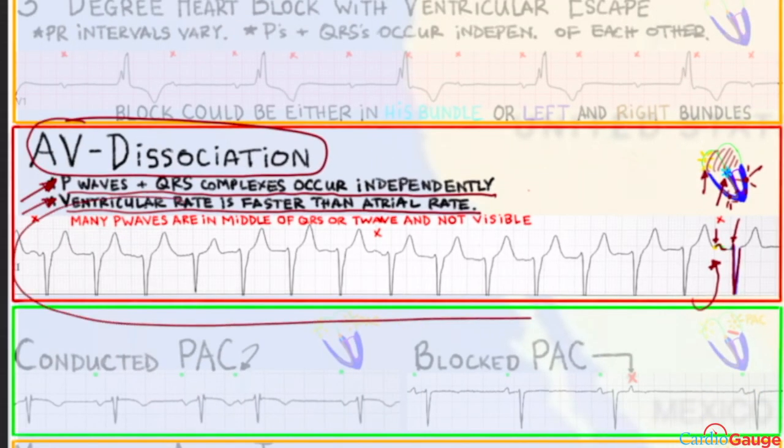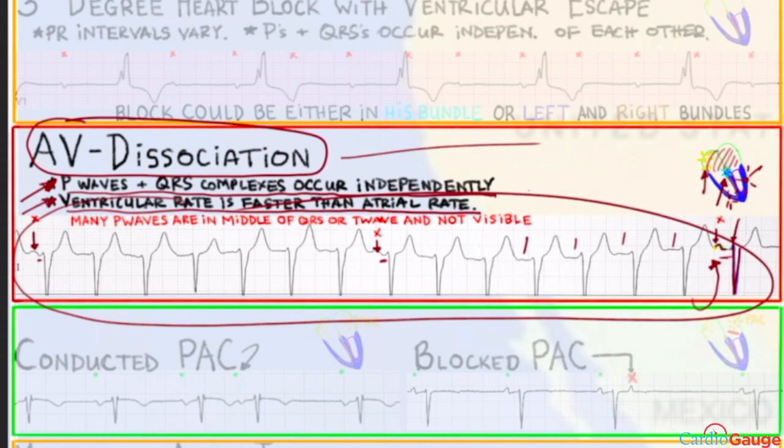This tracing here shows that there are some P waves happening, but there's not a P wave before each QRS, and the P waves are happening independent of the QRSs. This PR interval is really short. It's a little shorter than this one here, and this one's a little bit longer. And then there are no P waves in these other areas to speak of. So this is an example of AV dissociation.